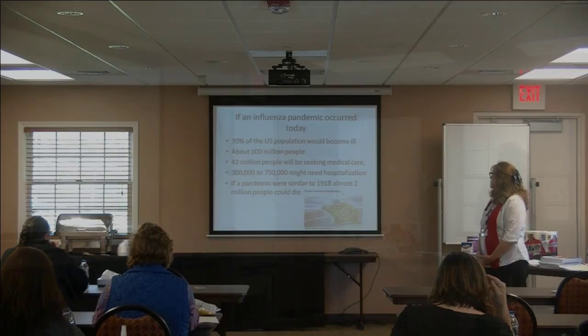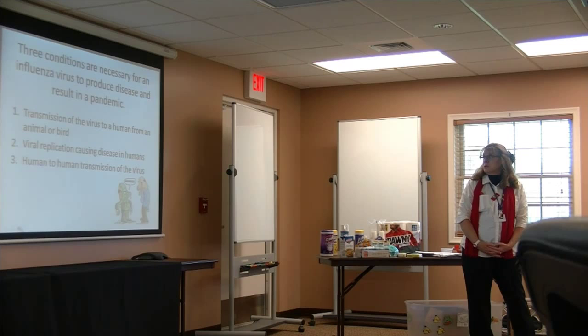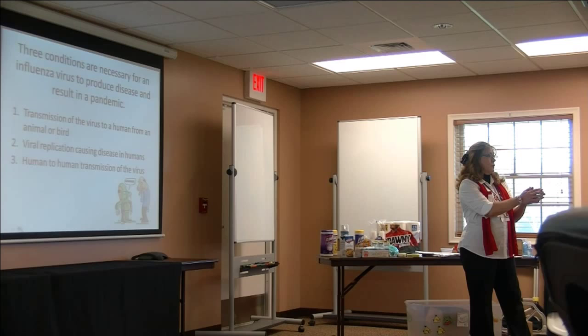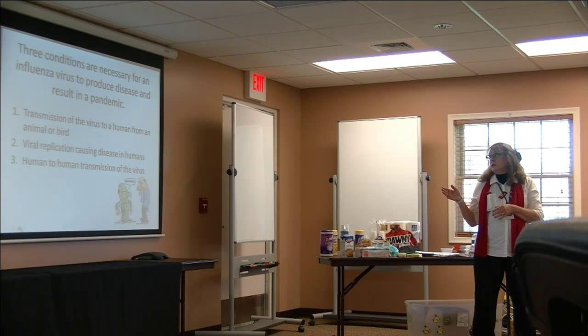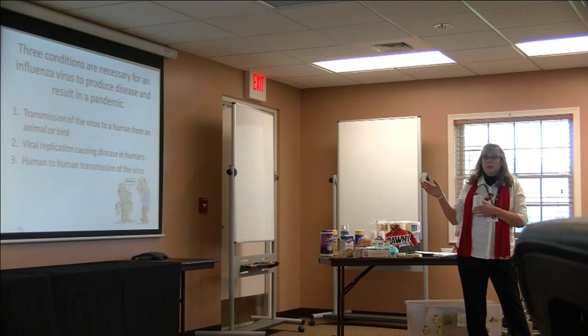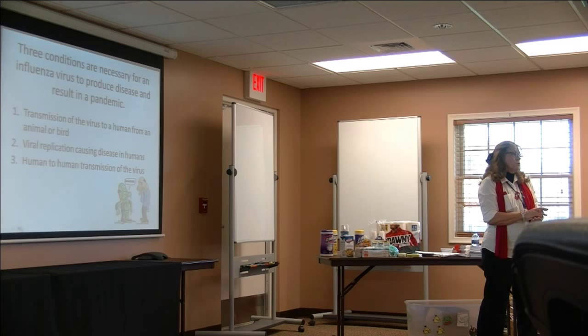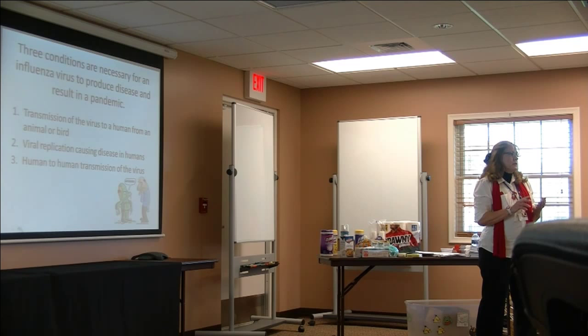Okay, three conditions are necessary for an influenza virus to produce a disease or a pandemic. First, the virus is transmitted from an animal or a bird to a human being. Then the human being gets sick and the virus replicates. Then if one human can pass it to another human, that becomes a pandemic. Right now, the bird flu that we've been hearing about for probably the last 15 years can go animal to human, but it hasn't figured out yet how to go human to human. Once it goes human to human, then the bird flu will be a pandemic. A lot of the CDC people feel that the bird flu will be our next pandemic. But we're working hard on immunizations and prevention, so if that should happen, we're not going to be affected by it.